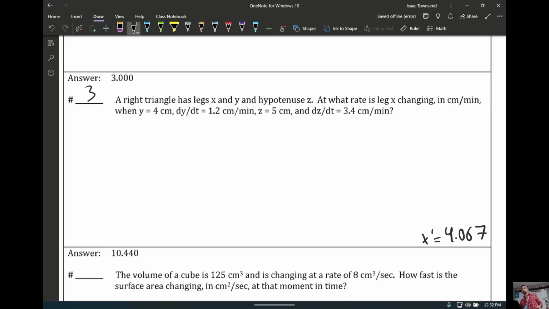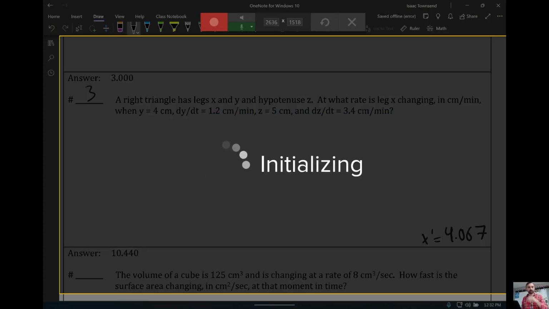All right, if you're still stuck on number three, you did not get an answer of 4.067, I'm going over that one now.